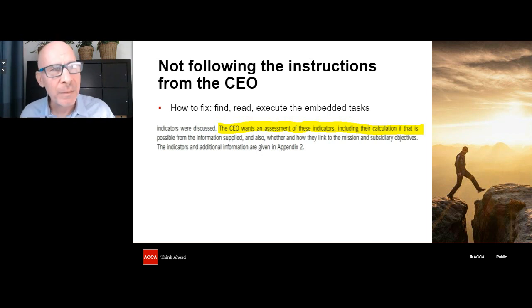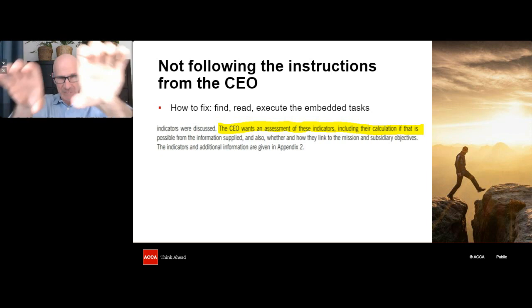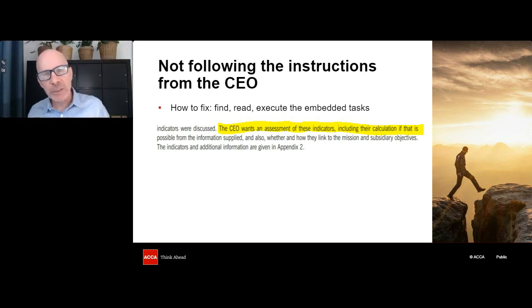So look at this one. The CEO wants an assessment of these indicators, including their calculation, if that's possible. So I'm going to make a heading. Then under each heading, I'll put each indicator that's listed in the story. Is it a helpful metric or is it unhelpful? Does it help measure the achievement of the company's objectives? Does it help measure a problem that we discovered? Oh, quality is dropping. Are we measuring quality?